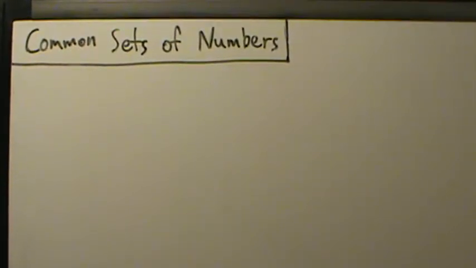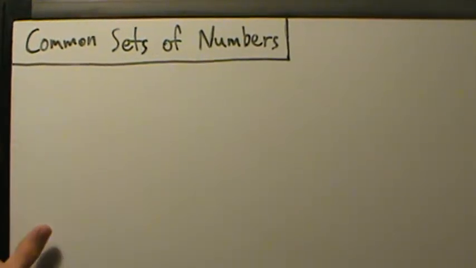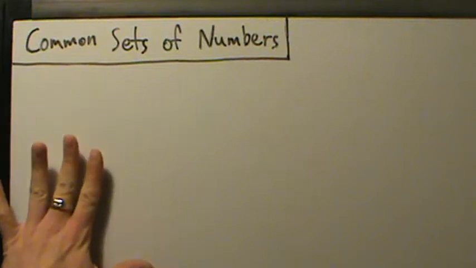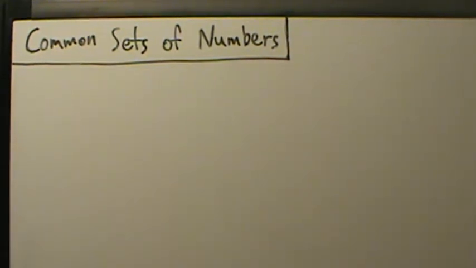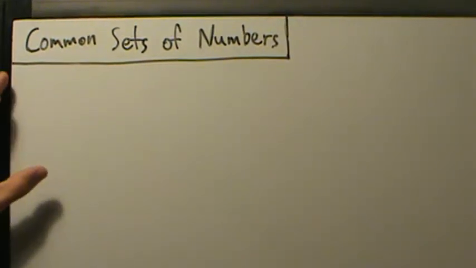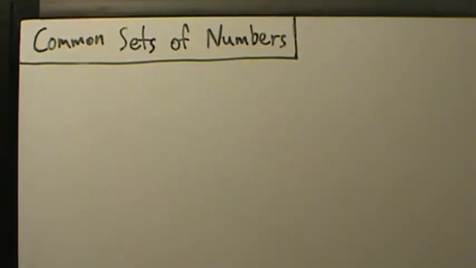Okay, so in this video we're going to talk about common sets of numbers. This is a pretty important concept in math. There are a lot of different types of numbers that show up at various places, in different courses, things like that. So it's important to be able to know the different types of numbers and identify which one's which. So we're going to talk about them here, and talk about some related notation.